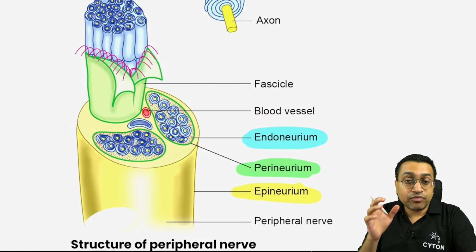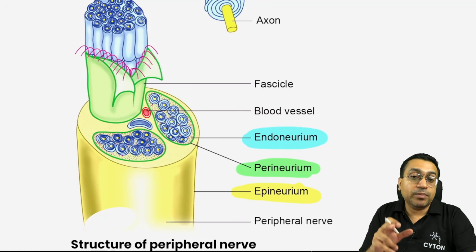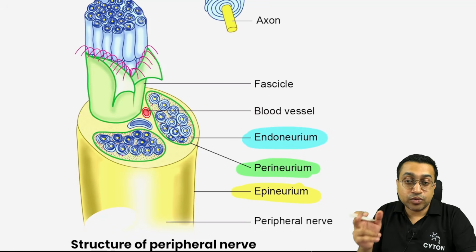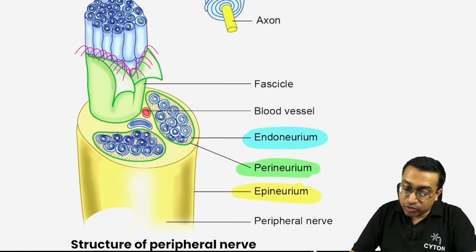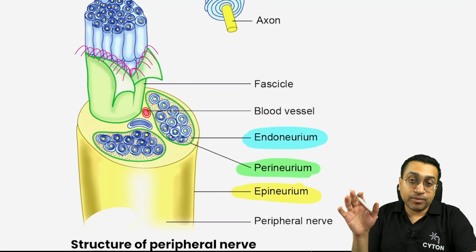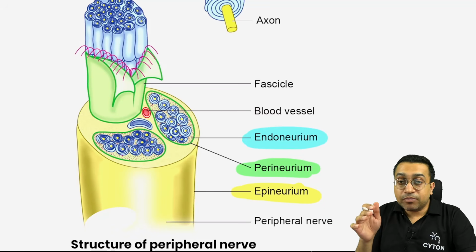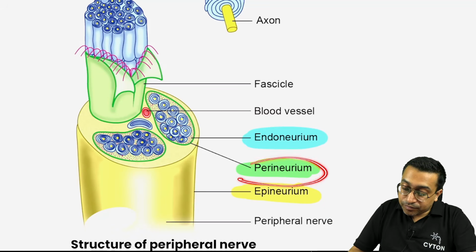A group of nerve fibers forms a nerve fascicle or a bundle. Each nerve fascicle is surrounded by a layer of specialized connective tissue known as perineurium. Now you see this is the endoneurium, then you have perineurium, shown in green color here, and outside that you have the epineurium.